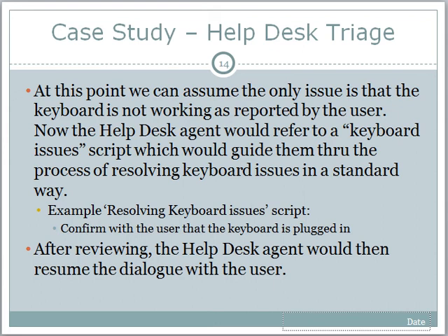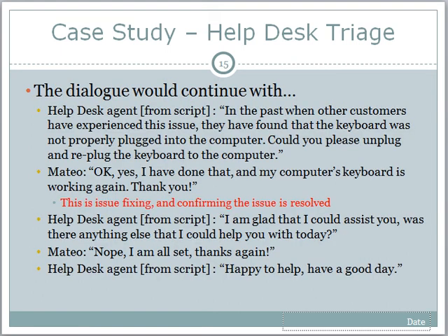At this point, we can assume the only issue is that the keyboard is not working as reported by the user. Now, the help desk agent would refer to a keyboard issue script, another different path to take, which would guide them through the process of resolving keyboard issues in a standard way. After reviewing, the help desk agent would then resume the dialogue with the user. The dialogue would continue in this manner.